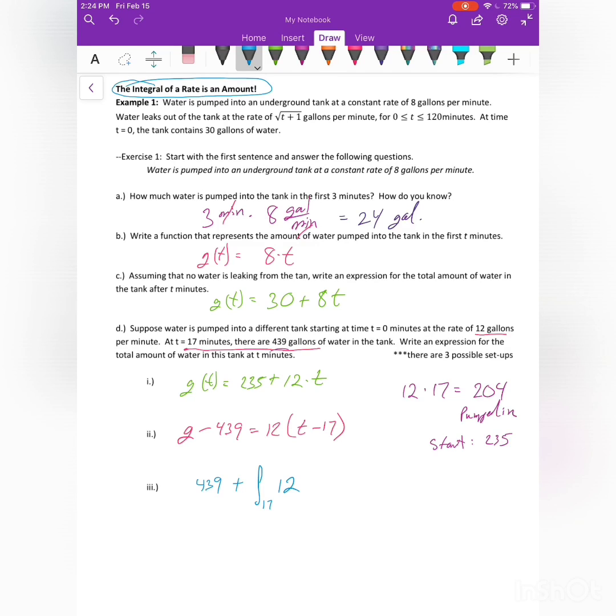At time 17 when you started, there were 439 gallons in, and you're integrating that from 17 to some unknown time whenever we want to stop. So that actually is a really good one.